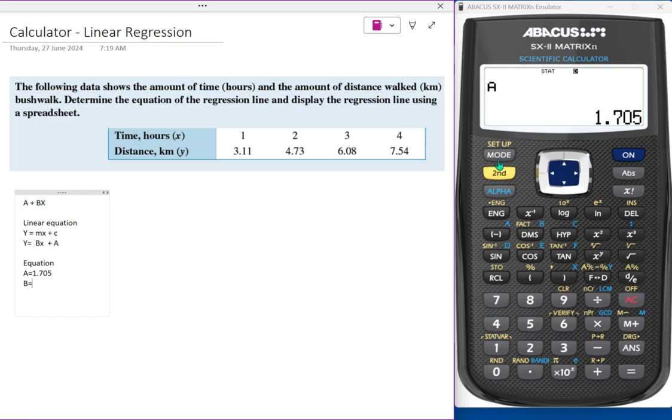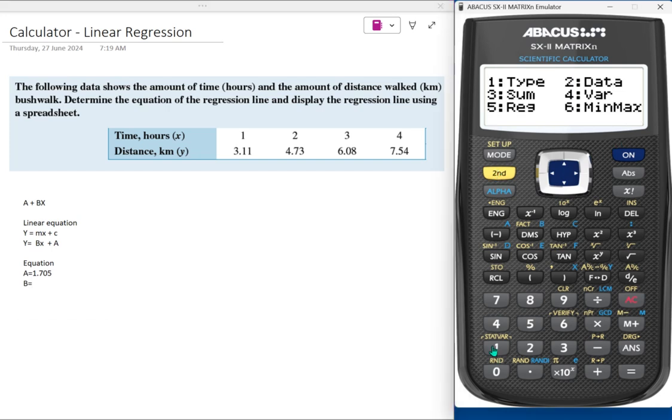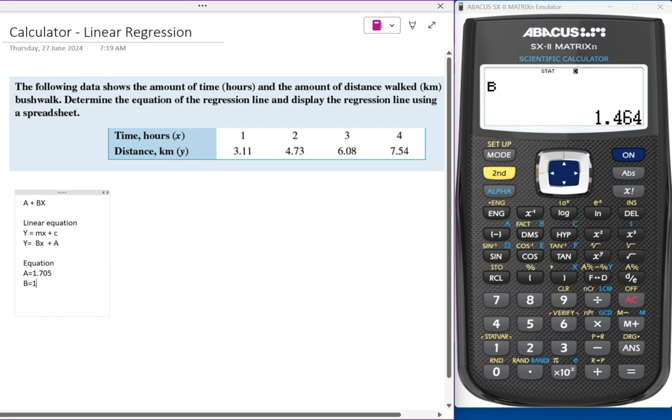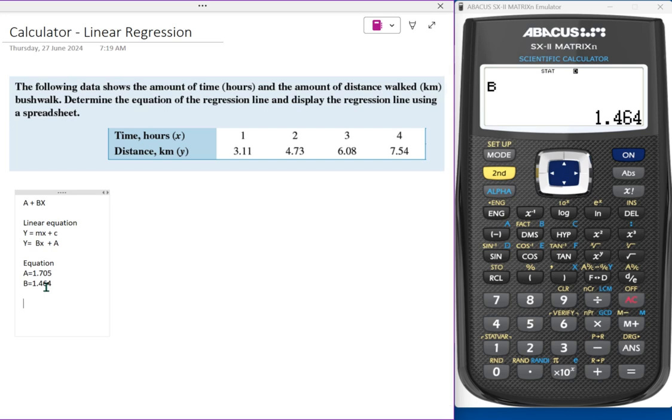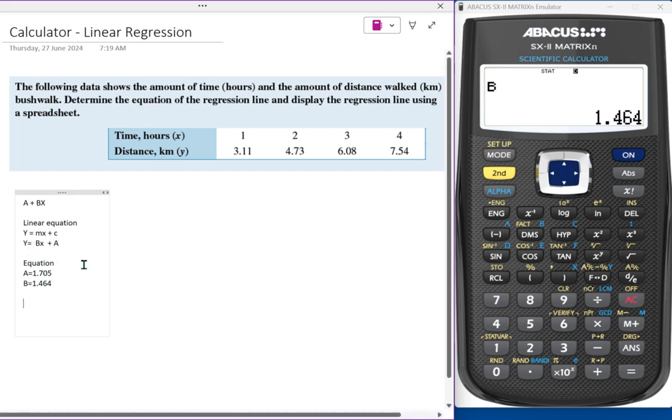equals, let's go back to our calculator, second stat variable, 5 for regression, B is number 2, so 2, and then you need to remember to press equals after, and then this number is going to change, so B is 1.464. And now we don't have an equation yet because we need to write it in the form of y equals bx plus a, or what you might usually know, y equals mx plus c.